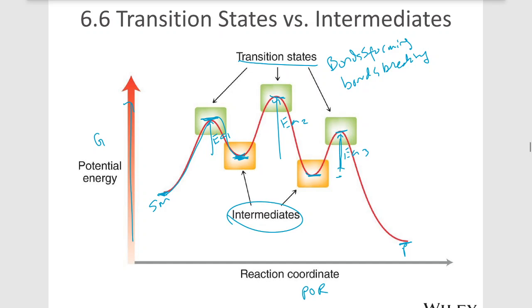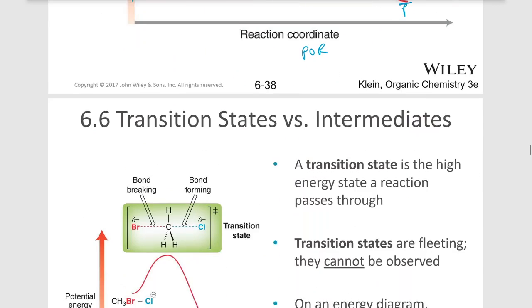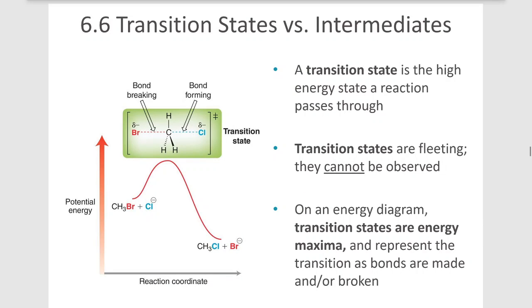Okay, this one is a little lower. So transition states are the high energy state that a reaction passes through, where we have bonds breaking and bonds forming. Here we're going from methyl bromide plus chloride to methyl chloride plus bromide, from these starting materials to these products. We go through this activation energy, and along that pathway we have this high point that is a transition state. We don't have any intermediates in this reaction pathway. In that transition state, we have our bonds breaking and our bonds forming.